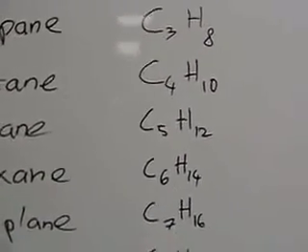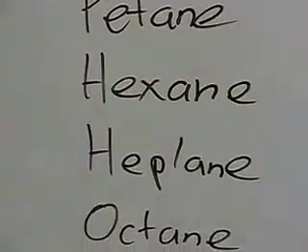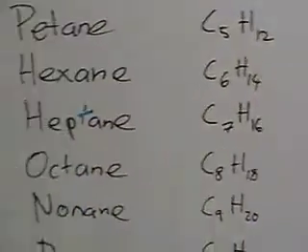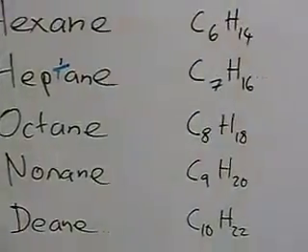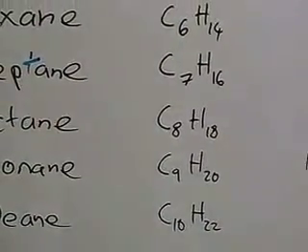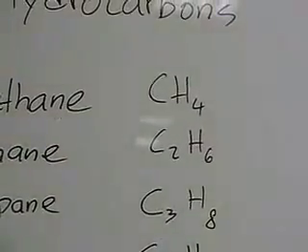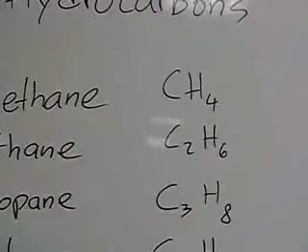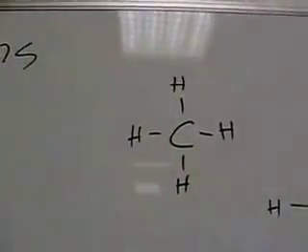Hexane, 6 carbons. Heptane, there should be a T right there, not heplane. Heptane, 7. Octane, 8 carbons. Nonane, 9 carbons. And decane is 10 carbons. To each of those carbons, some of the carbons are connected to each other and the rest is filled with the hydrogens. Here's the structural formula of methane.